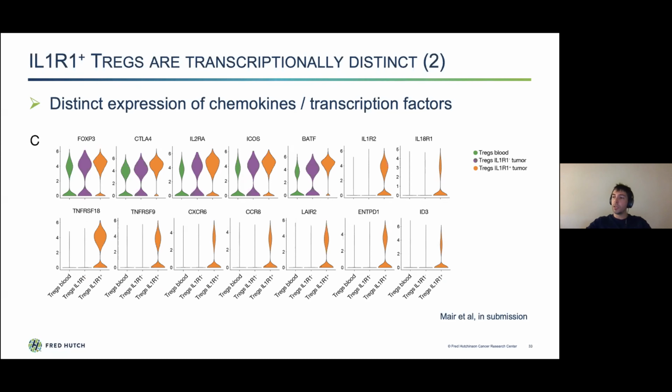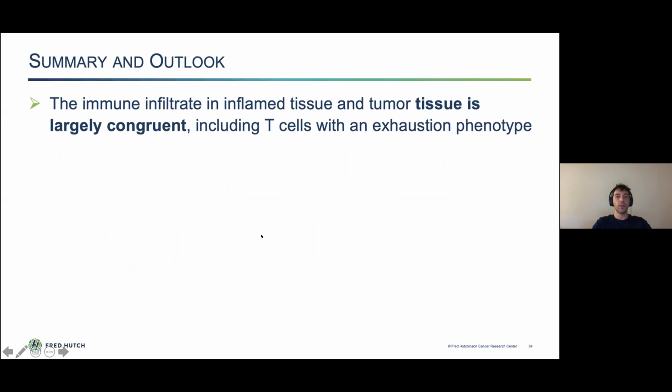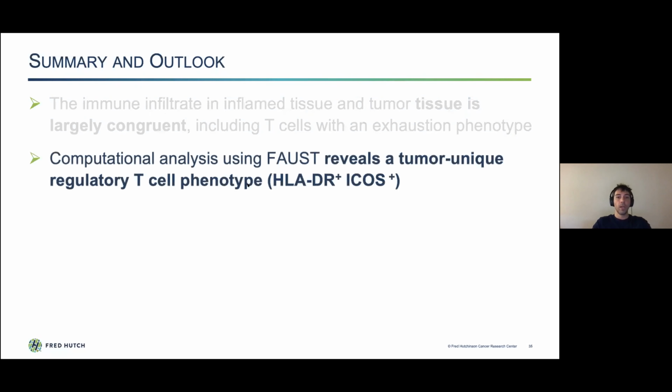And this actually brings me to the end, so that we still have plenty of time for questions if there are any. So I hope I could show you what to us was to some extent surprising: that the immune infiltrate in an inflamed human tissue environment and human tumor tissue environment is actually largely congruent, including T cells with an exhausted phenotype. We could use our cytometry data and computational analysis using FAUST to reveal a tumor-unique subset of regulatory T cells co-expressing HLA-DR and ICOS.